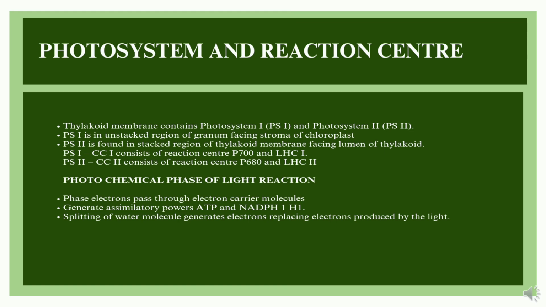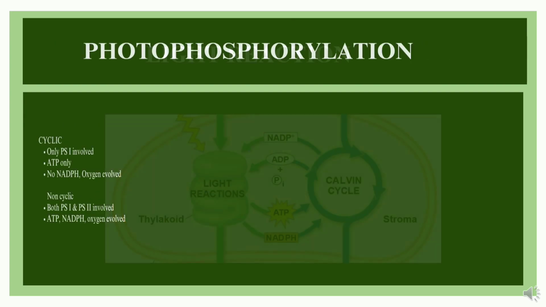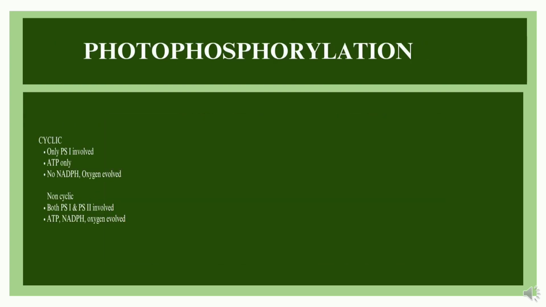Then the photochemical phase. In this, the electron passes through the electron transport chain and the power molecules such as ATP and NADPH are synthesized. Then photophosphorylation. In cyclic photophosphorylation, photosystem 1 is involved and only ATP is synthesized; no NADPH is formed and no oxygen is evolved. In non-cyclic photophosphorylation, both photosystem 1 and photosystem 2 are involved, ATP and NADPH are produced, and oxygen is evolved.